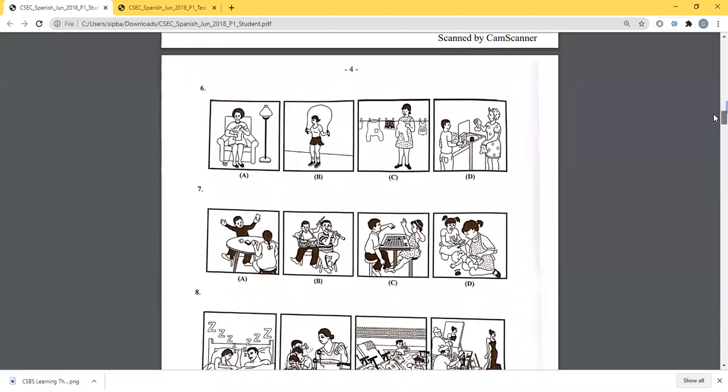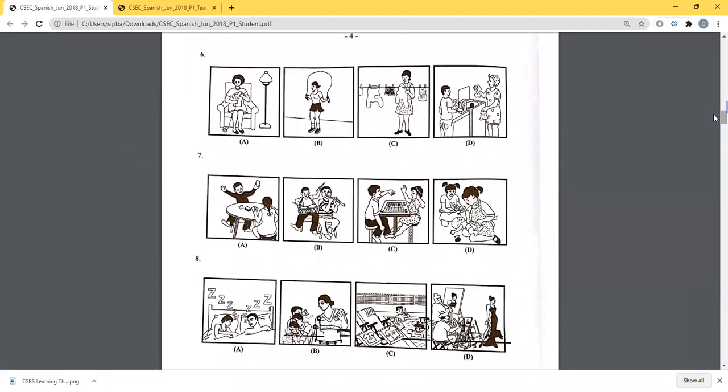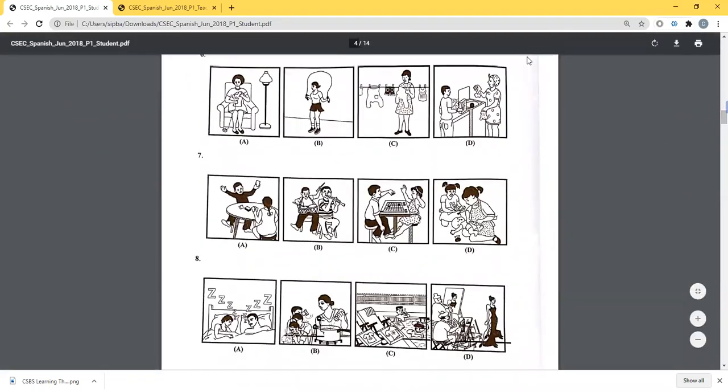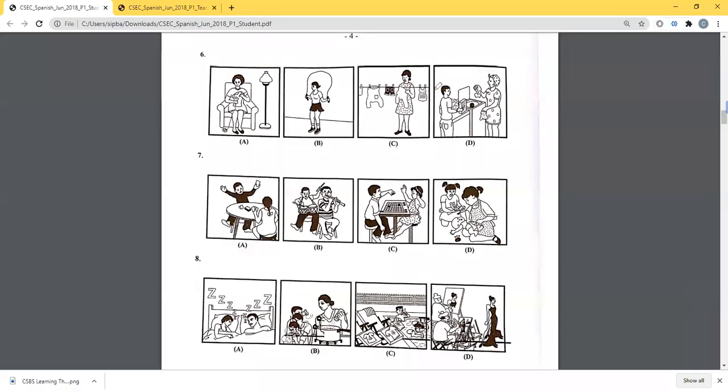So now we're looking at 6 to 8. This section has 8 questions, so we're going to end off the section now, right? So number 6, la mujer está colgando la ropa. And this is actually C. The woman is hanging up the clothes.